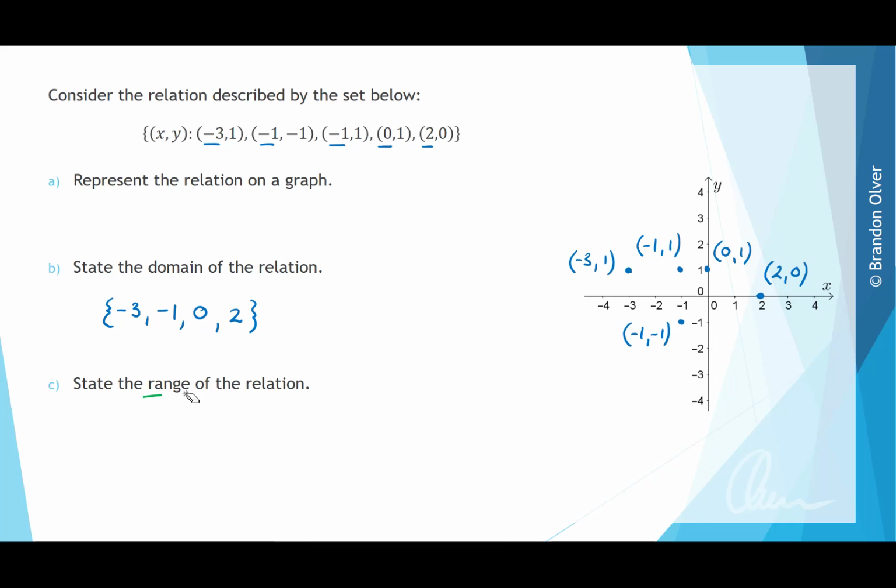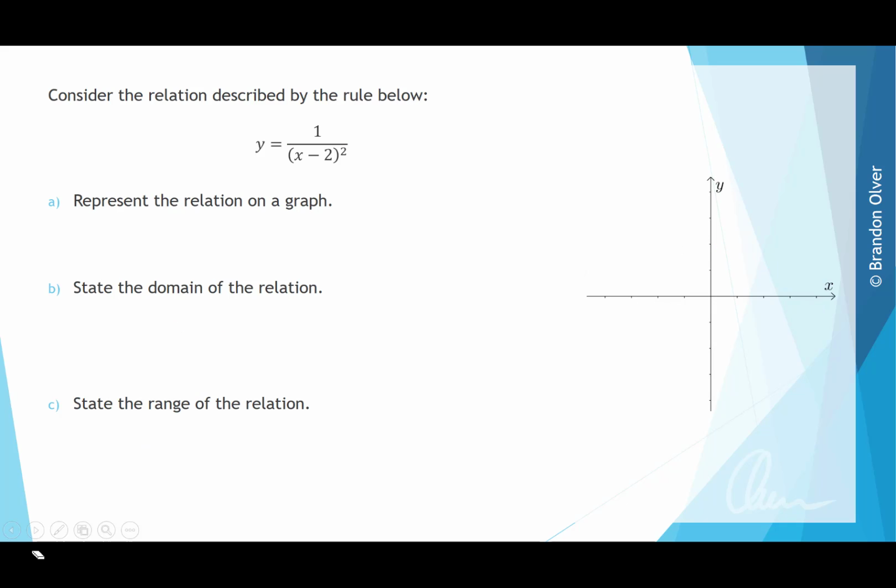Next, we want to state the range of the relation, which is all of the second elements in the ordered pair. So we have 1, -1, 1, 1, and 0. So again, we have the set of -1, starting from the smallest value, then we have 0 and +1. And we only list the elements once, even though they appear multiple times.